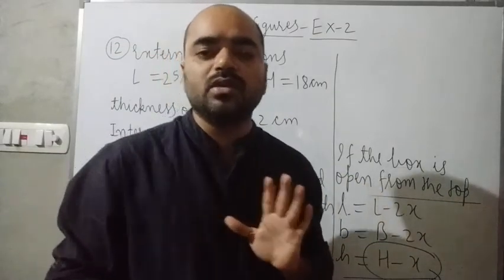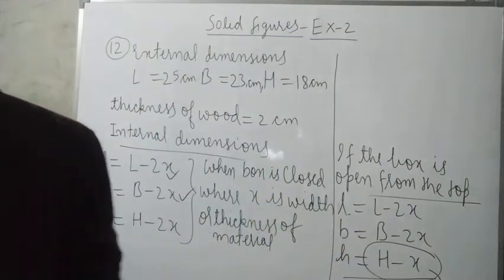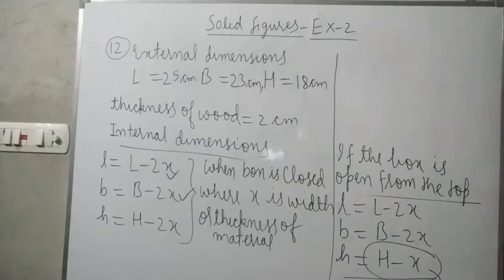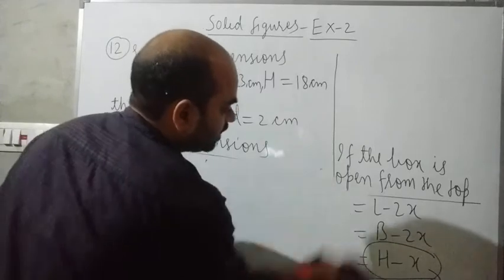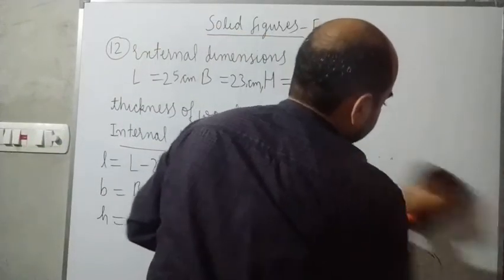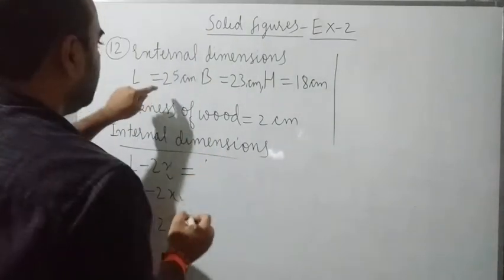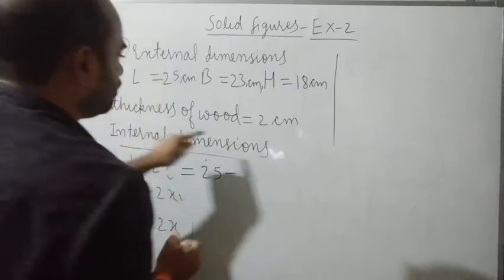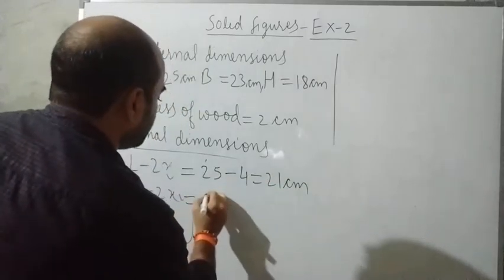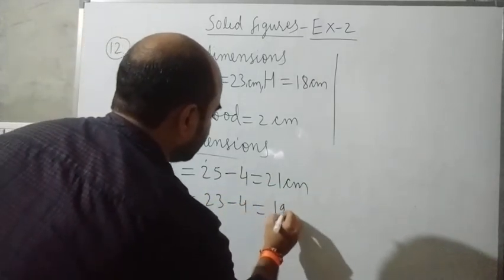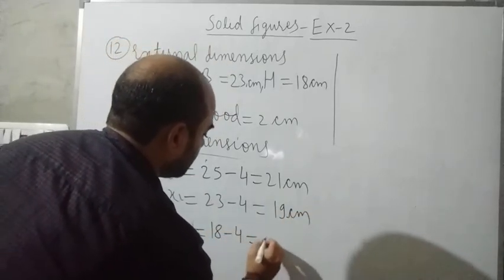So first step, we are going to find the internal dimensions. So directly we will find here, correct? It is already mentioned that the box is closed. It means what will be small l? 25, capital L, minus 2 into 2, that is 4. This will be 21. This will be 23 minus 4, that is 19. And this will be 18 minus 4, that is 14.